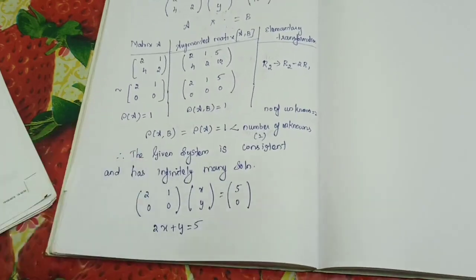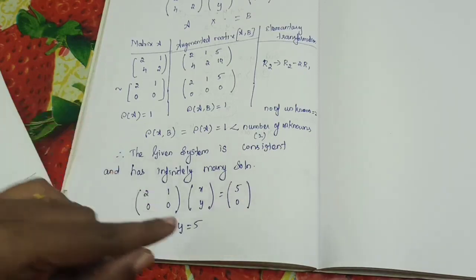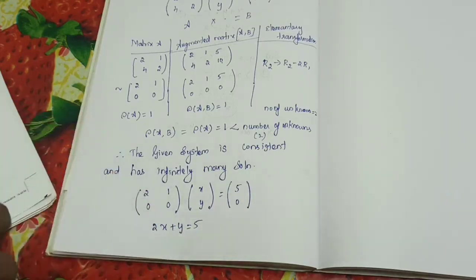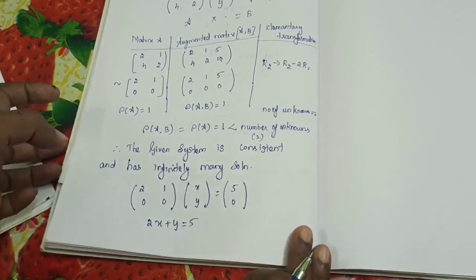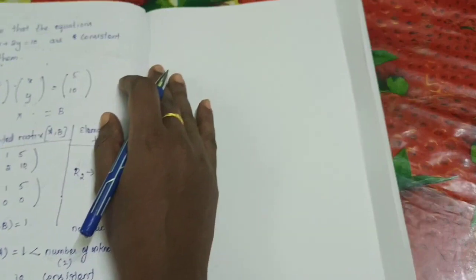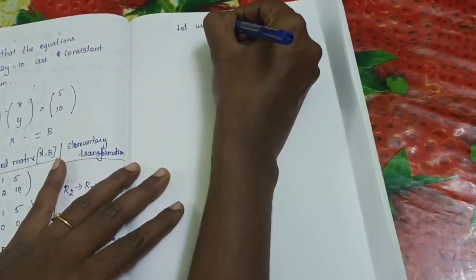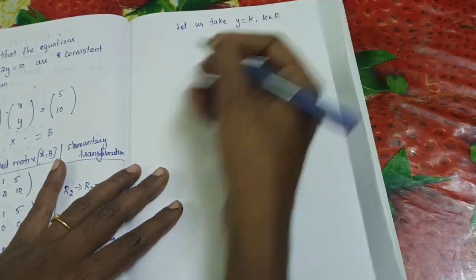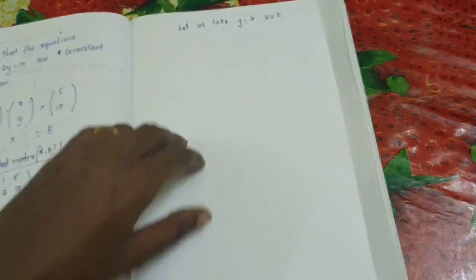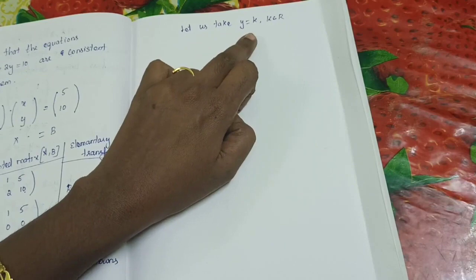In the last problem we directly got the y value. Here only one equation is there. But we know the system is consistent and has infinitely many solutions. For that, what will you do? I am going to take y is equal to k. This k belongs to R. Okay, k may be any number that belongs to R. You know what R is. So let us take y is equal to k.